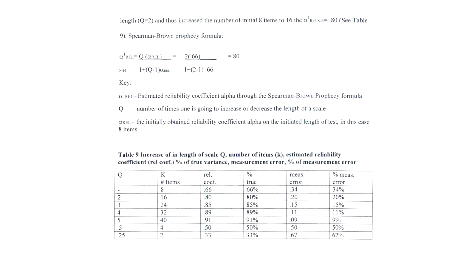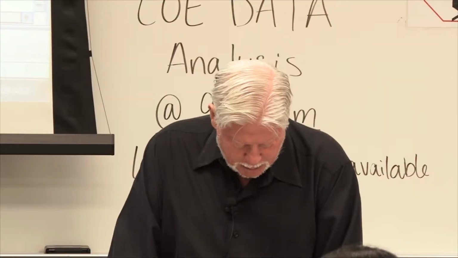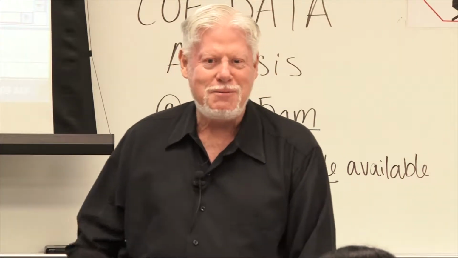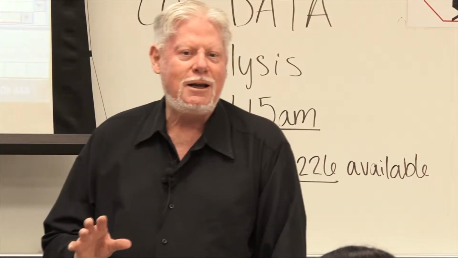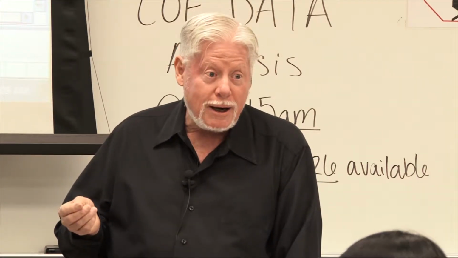And if we go back where the Q is 4, you see you go up to 32 items. But your Cronbach's alpha goes up to 0.89, and 11% is due to measurement error. So your measurement error is decreasing. And if you made it 5 times as long, 40 items, you get to 0.91. And you'll notice there's diminishing returns. It's not increasing as much. There's diminishing returns. And you have to take that into account, because especially if it's a survey you're sending out, you don't want the people to be frustrated, okay?